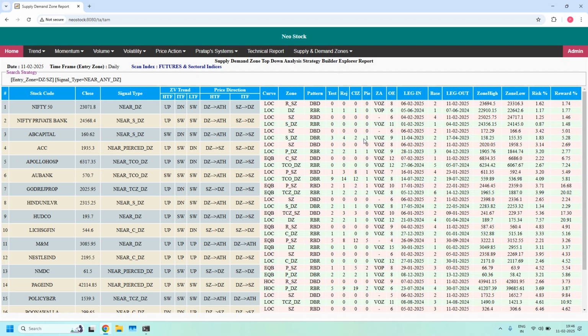ABC Capital is a pierced demand zone, so I am ignoring it. These are the low priority demand zones. If you want, you can plan your trades, but success rate is less than 80%. Low priority, high liquidity zones.